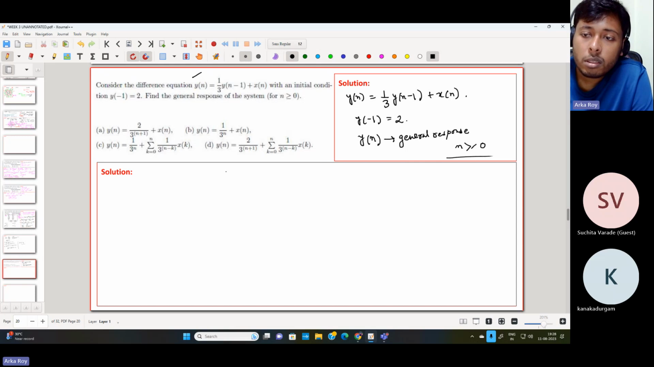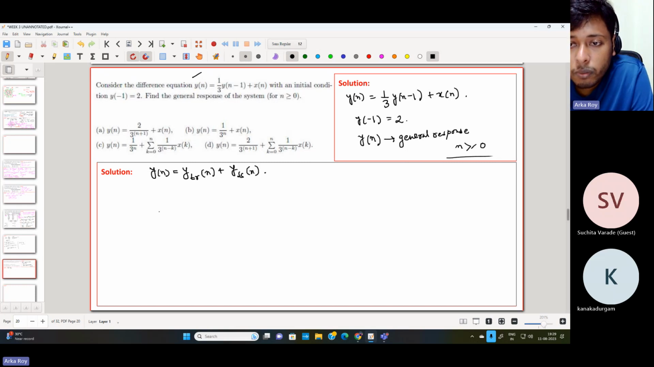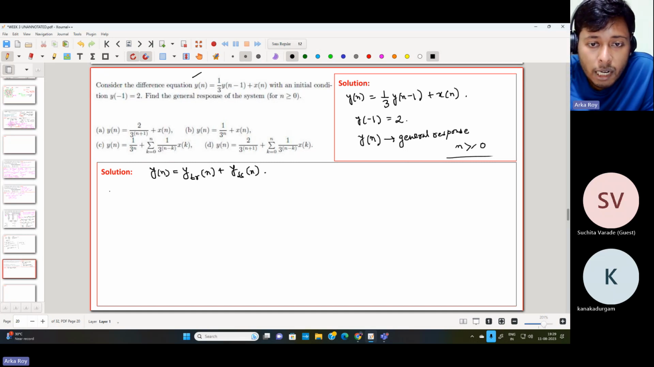We need to see that the given equation is a difference equation and we are told to find the general response. That means we need to find the general solution of this particular difference equation. As we have already discussed, any difference equation will have two parts of solution: one is the transient solution and one is the steady state solution. We need to find these two solutions separately so that we can get the general solution. So let me start with solving the transient part, the transient solution.